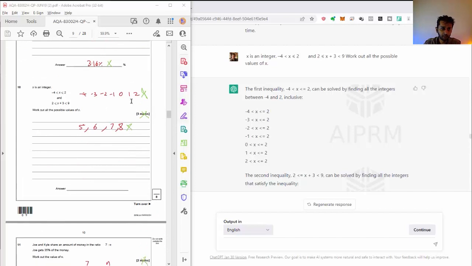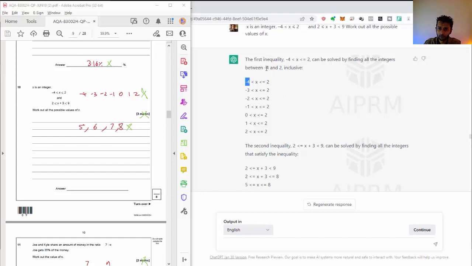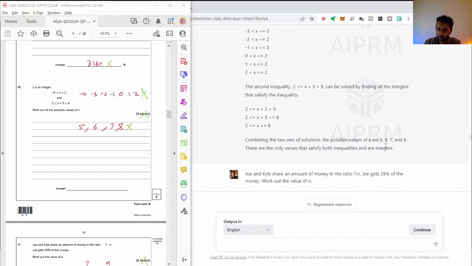Then I was expecting it to get number 10 right, because it was just inequalities. So it said the first inequality is there, and then it's given me a bunch of numbers here, but technically -4 is not allowed. So for some reason it said between -4 and 2 inclusive. So if -4 was not there, we could have got 1 mark for this piece of information here. But then for the rest of that question, all we had to do is take away 3 from there, but ChatGPT was unable to do that. So the answer it gave was 5, 6, 7, and 8. So 0 marks for question 10.